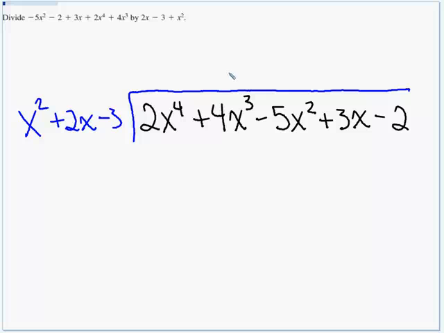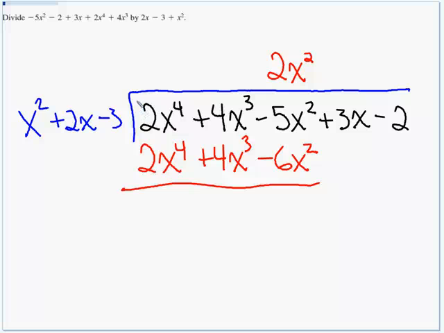So we need something up here times x squared is 2x to the 4th. Well, that's got to be 2x squared. So I'm going to write that here over the x squared term right below it. So 2x squared times x squared is 2x to the fourth. 2x squared times 2x is plus 4x cubed. Ooh, look at that. The second term fell right into place. And then 2x squared times minus 3 is minus 6x squared.